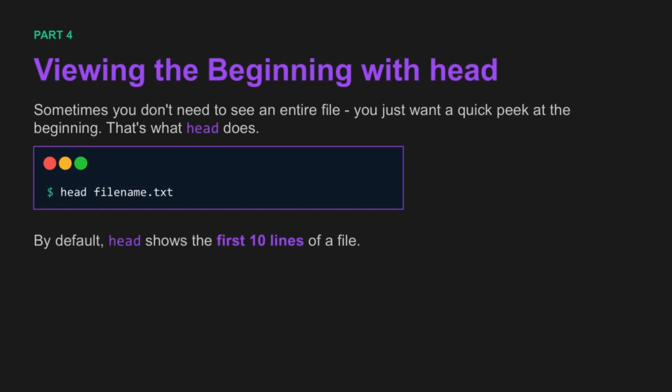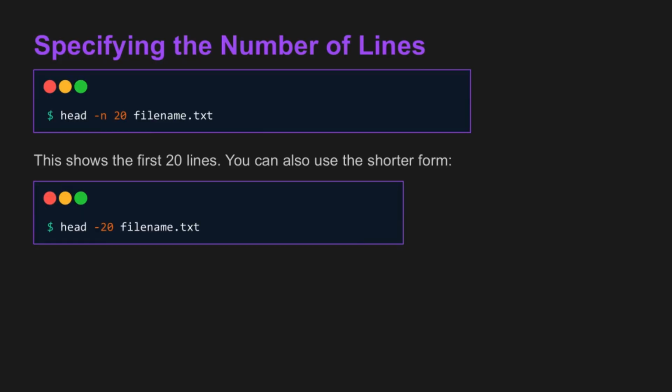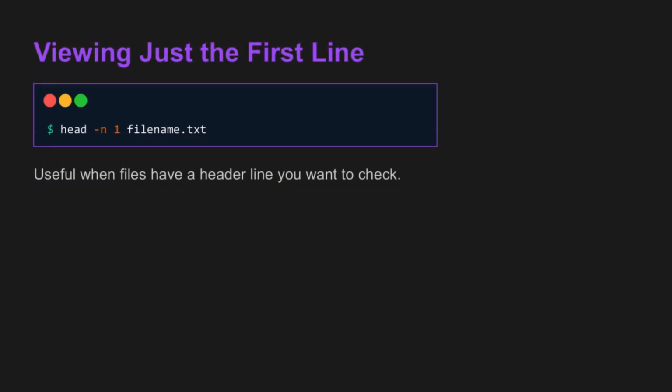You don't always want to see an entire file. You might just want a quick peek at the beginning, and that's what head is for. By default, head will show you the first 10 lines of the file, but you can specify. If you use the -n flag and put the number of lines you want to see before you put the file name, it'll show you that number of lines. And you can also use a shorter form without the n. That'll work as well. If you only want to view the first line, you can use the -n flag and a 1. So that's useful when files just have a header line that you want to check.